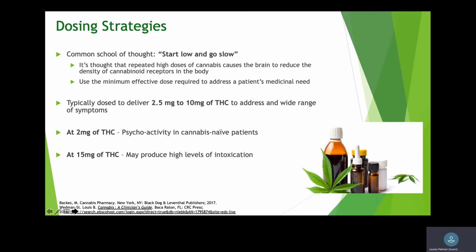So really, you do want to start low and go slow. The minimum effective dose is what we always want to start with and go with, because we can always build from there. Typically, doses for especially a cannabis naive patient, we're going to start around 2 or 2.5 milligrams. And usually in most patients, especially those who are frequent users of medical cannabis, going up to about 10 milligrams of THC will be enough to address their symptoms.